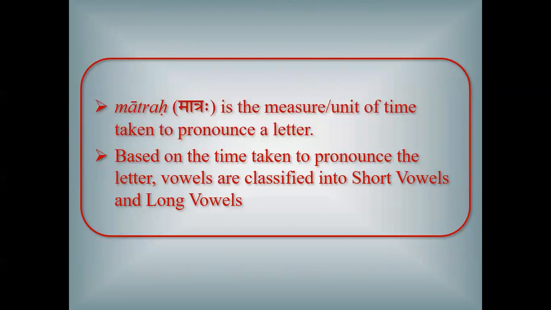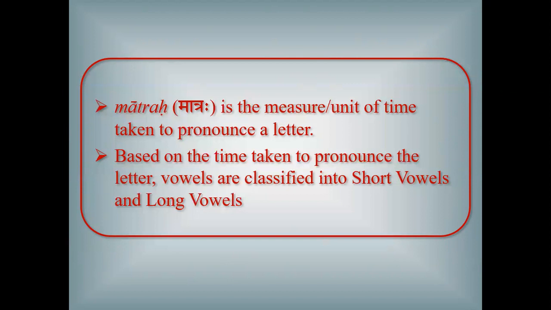The first classification is based on the place of pronunciation. As simple vowels and conjunct vowels, that one way of classifying the vowels is simple vowel and conjunct vowel. That classification is based on the place of pronunciation. Now the same vowels are classified into short vowel and long vowel based on the time taken to pronounce it.